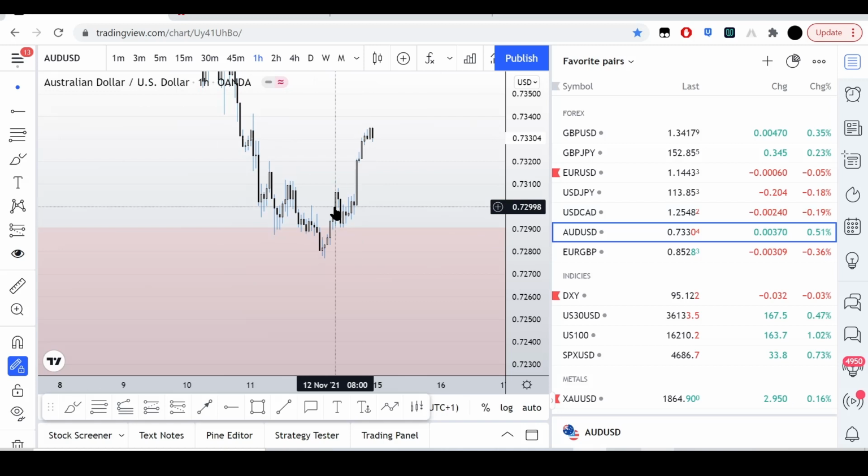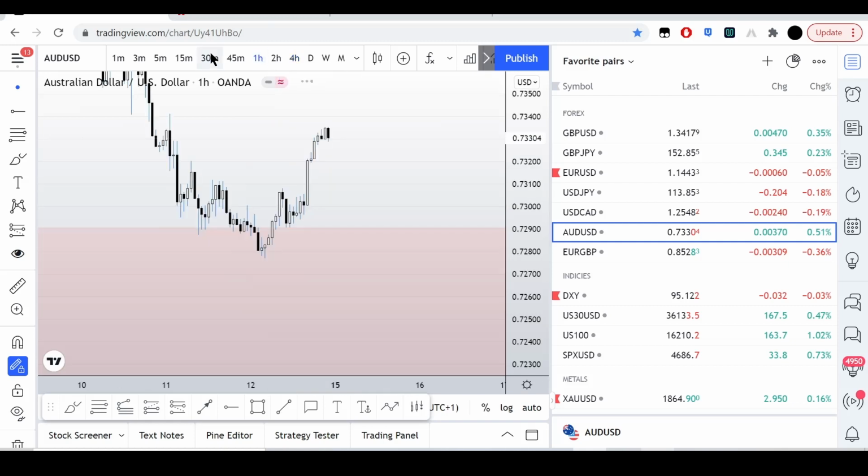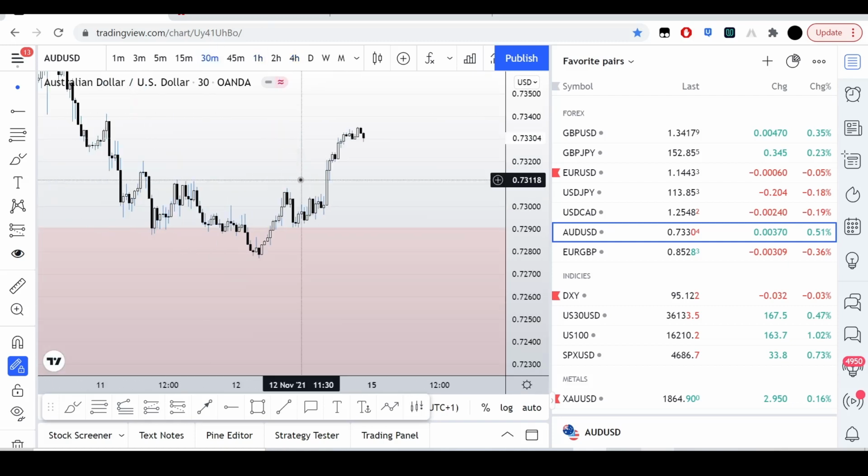To be safe, it would have been better to wait for this high to be taken out right here and then to come back right into this order block. So you can see the bearish order block, the bullish order block was formed right here, broke higher, came back down. Could it enter right here, based off of how it looked fractally right here.